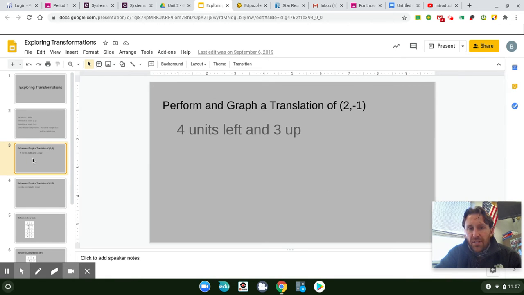This problem right here, perform and graph a translation. So 2 comma negative 1. If you're going to go 4 left, you're going to move that 2, 4 to the left. So you would subtract 4. So that would become negative 2. And if you were to go 3 up from negative 1, you go up 3, which is adding 3. So that would be 2. So that answer would be negative 2 comma 2.